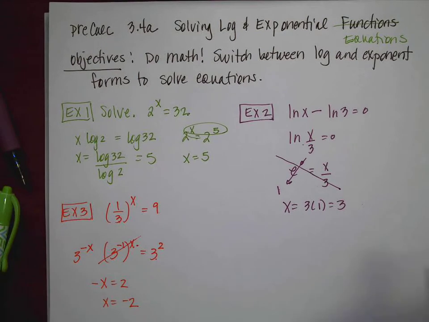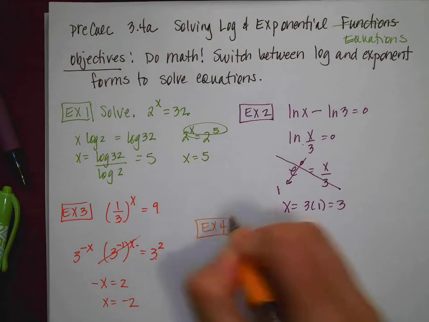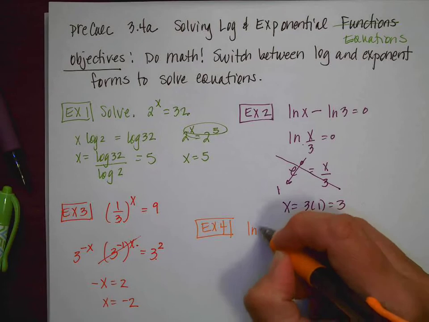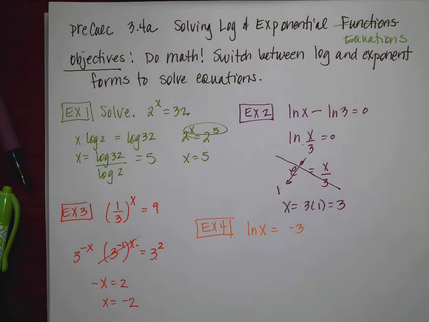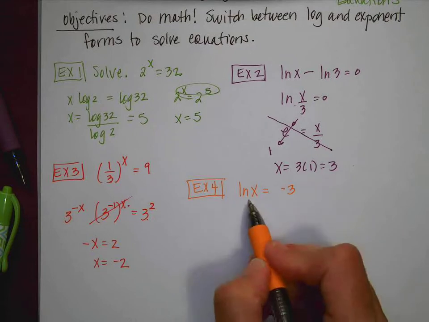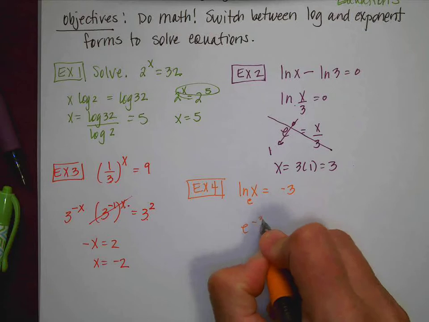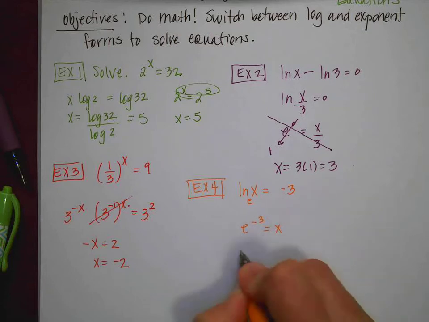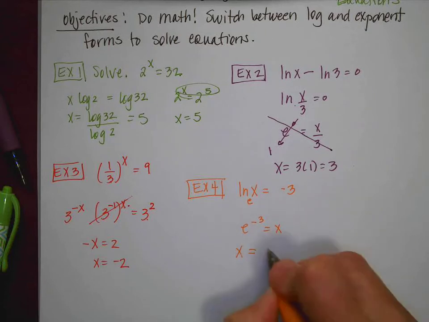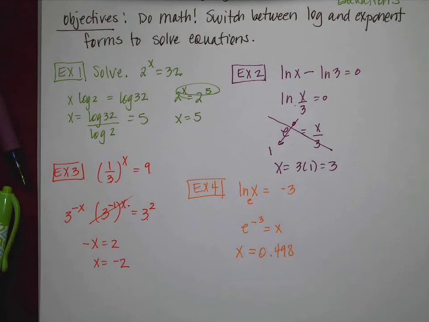Okay. Next example, example number 4, we're just cruising right along. I'm going to have the natural log of x is equal to a negative 3. This one is starting in log form, so I'm going to go back to exponent form. The base is e, so e to the negative 3 is equal to x. Push buttons on my calculator, and I get 0.498. Remember that when we report numbers, we always do that to the third decimal place.